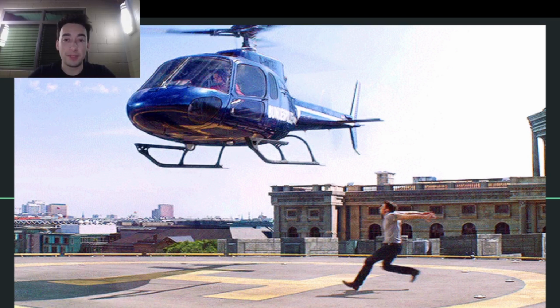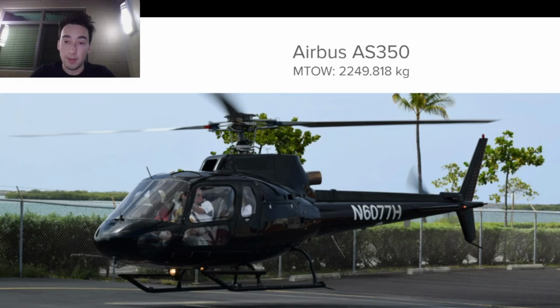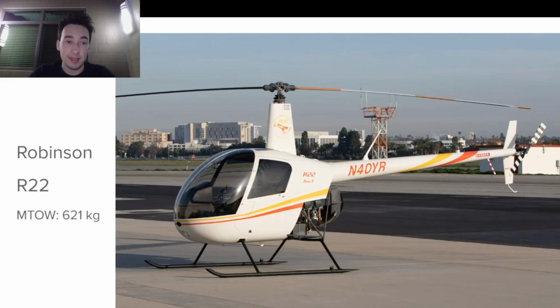Alright, so another option, instead of changing Captain America's weight, is picking a different helicopter that has a different max takeoff weight. This is the Airbus AS350 that we saw throughout the film, which has a max takeoff weight of 2,249.818 kilograms. This, on the other hand, is the Robinson R-22, a much smaller helicopter having a max takeoff weight of 621 kilograms.